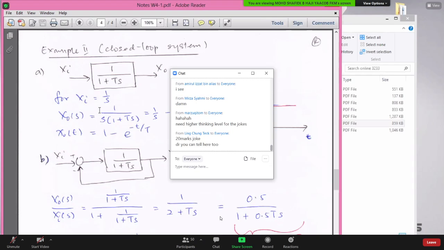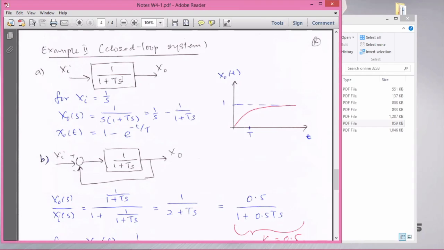Let's go through this. So this is the open loop system, 1 divided by 1 plus Ts, and then we can solve that. So this is the response. When you want to get the response of the closed loop system, you need to get the overall transfer function, the relationship between input and the output.